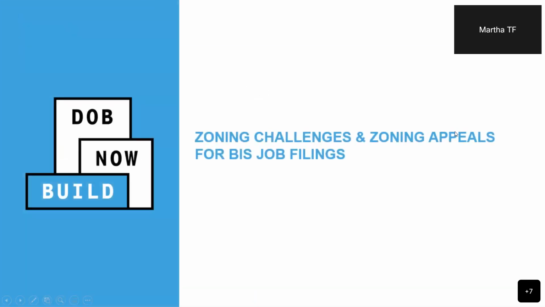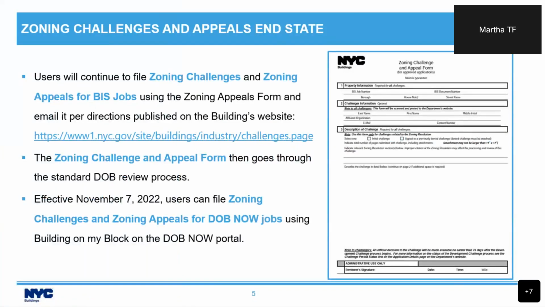So we're going to start by talking about what the process is for zoning challenges and zoning appeals for BIS job filings. Users are going to continue to use the zoning challenge and appeal form for zoning challenges and zoning appeals for BIS jobs, and they're going to email it based on the directions on the building's website. This is the process that currently happens, and it is not changing for any jobs that are filed through BIS. The challenge and appeal form will then go through the standard DOB review process.